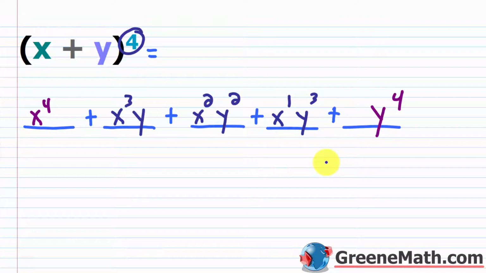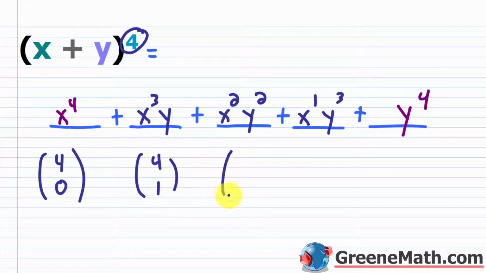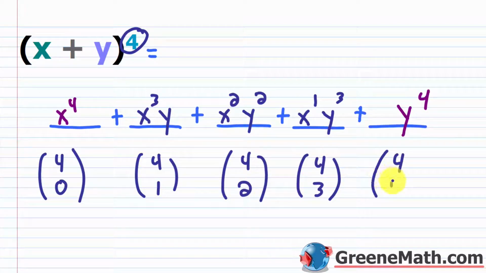Well, basically you would use that combination formula that I just talked about. You're always going to take this number right here, this 4, the n value, and put that on the top. You're going to take the coefficients, so it will be 4, and you always take the exponent that's on y, or this second value. In this case, the exponent on y is 0, so it would be 4 choose 0. Then your coefficient here would be 4 choose 1, this one 4 choose 2, this one 4 choose 3, and this one 4 choose 4.